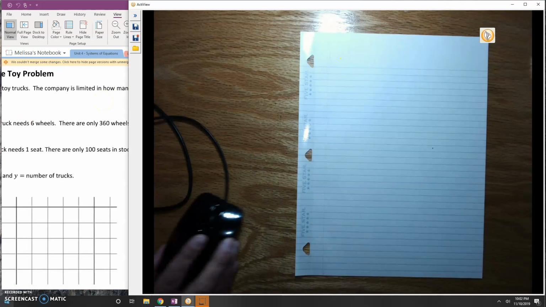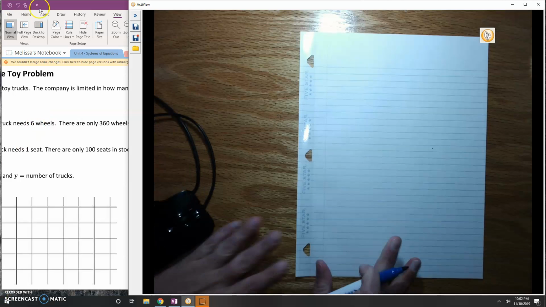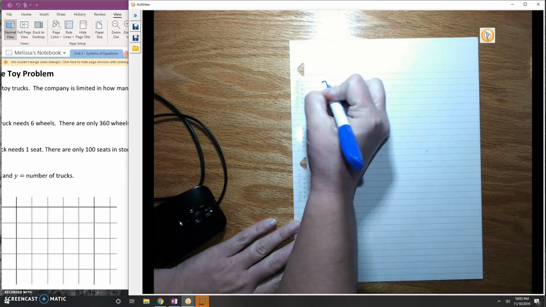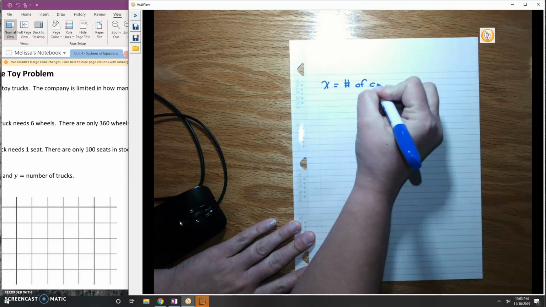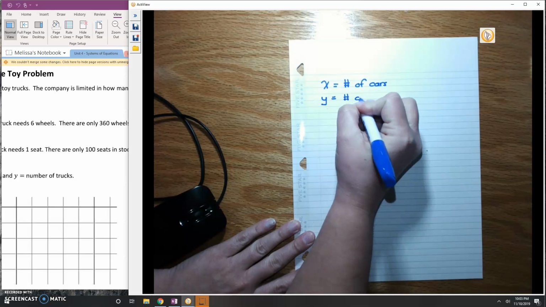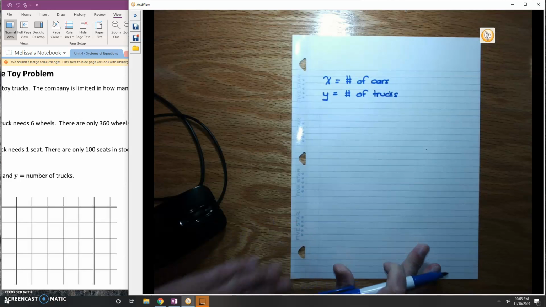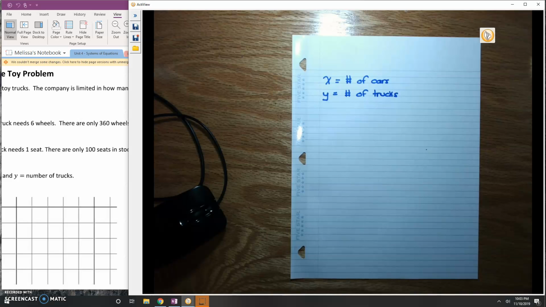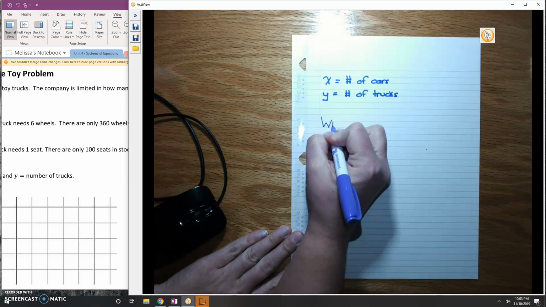So let's go ahead and write out 2 equations for this. First off, x is going to be our number of cars, and y is going to equal our number of trucks. We're going to write out 2 inequalities that represent what we've got going on here. We've got something going on with our wheels and another thing going on with our seats. Let's talk about wheels first.